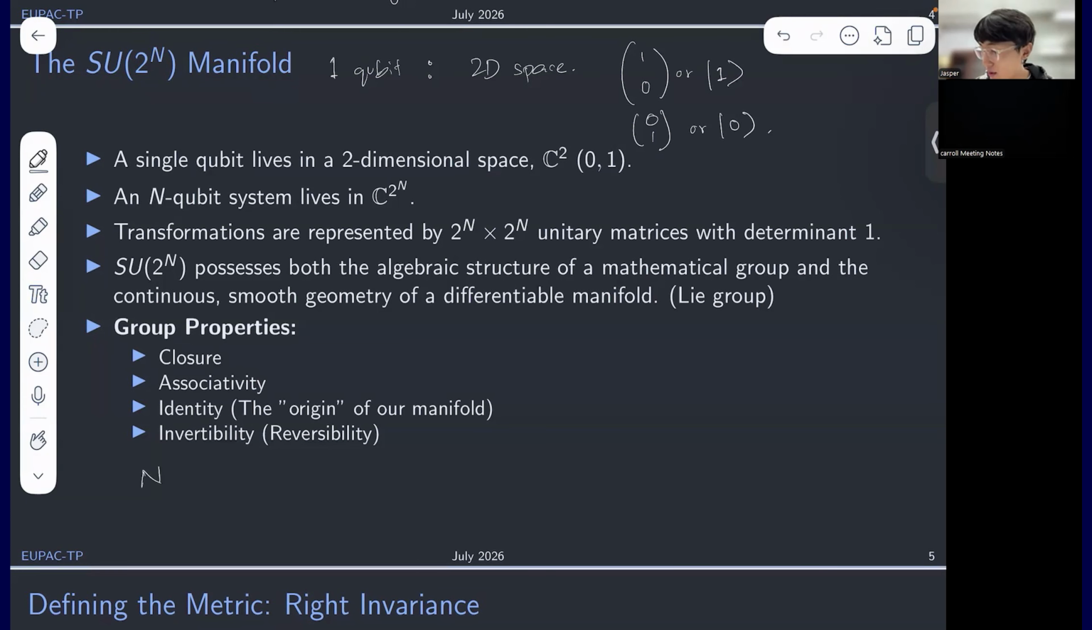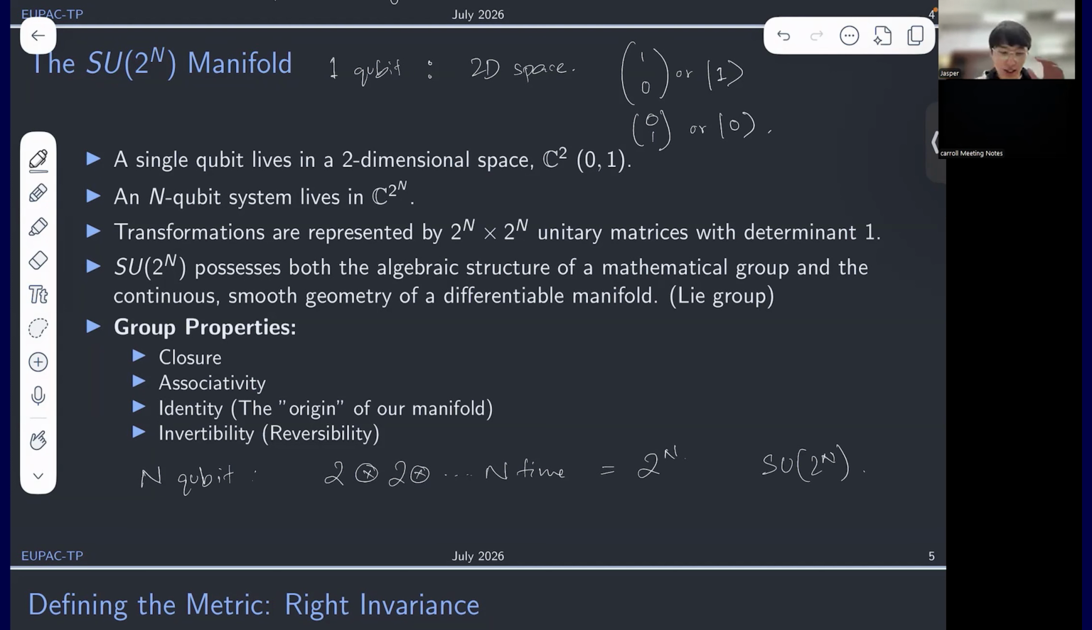For n qubits, it's going to be a 2^n dimensional space, with the tensor product of the 2-dimensional space taken n times. So the group that we are actually working with is SU(2^n). That's the group that we care about in this mathematics.